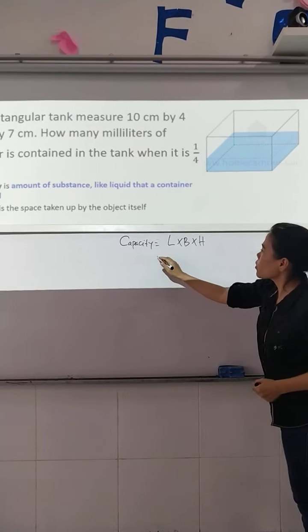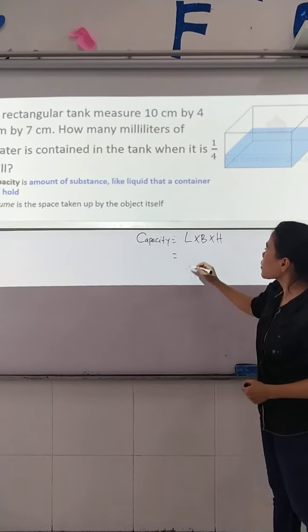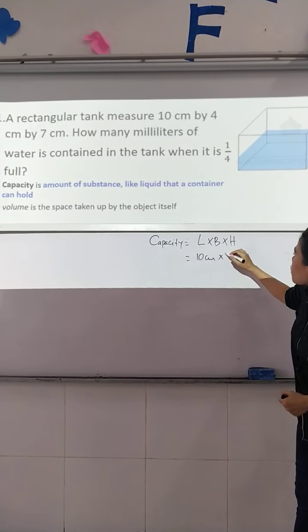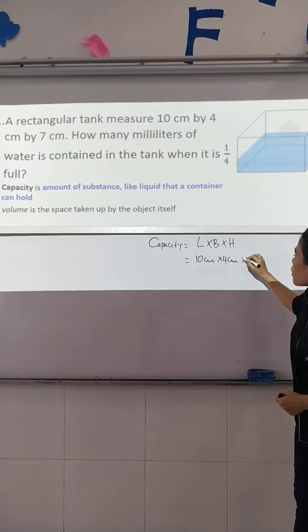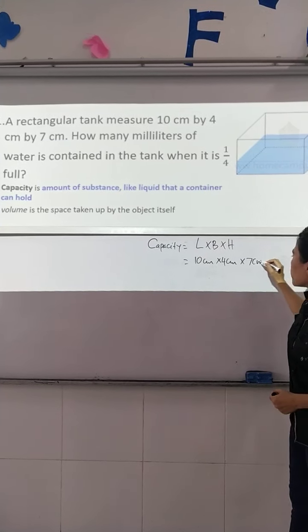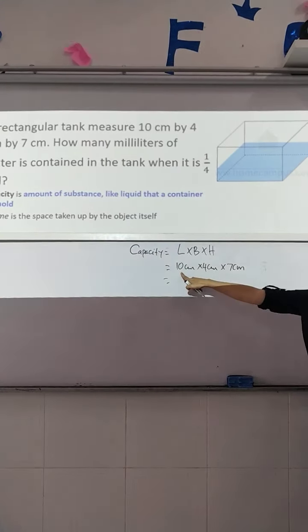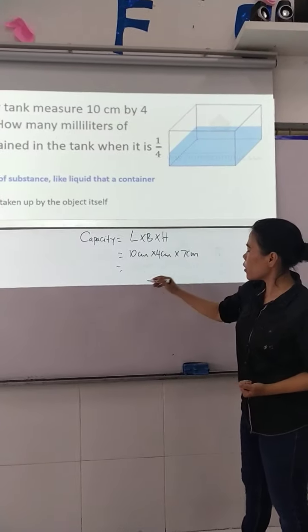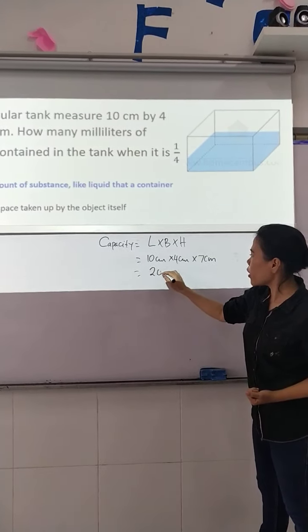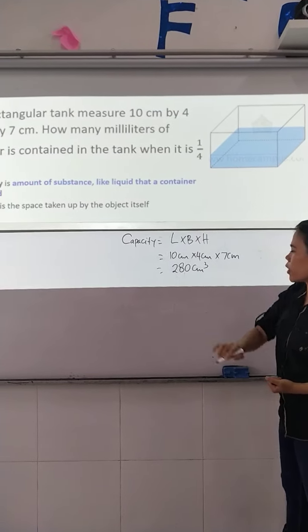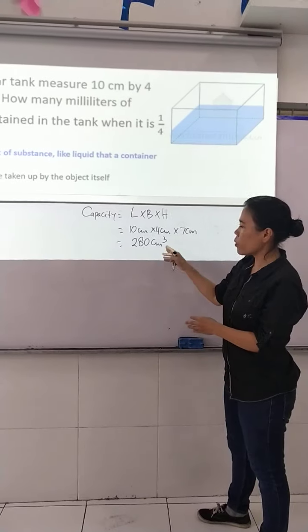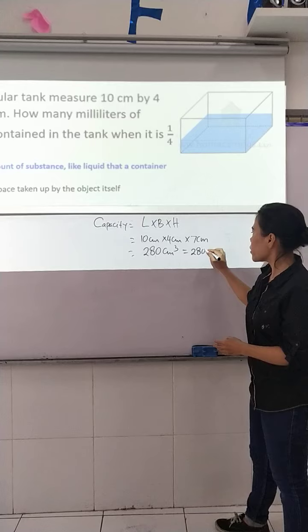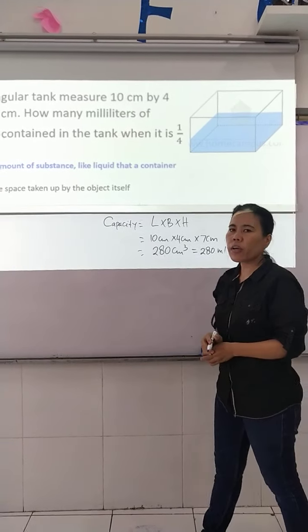So the length of this container is 10 cm times the breadth is 4 cm times the height is 7 cm. So we multiply 10 cm times 4 cm is 40. 40 times 7 is 280 cubic centimeter. Last time we have learned cubic centimeter is just the same as milliliter, so this is going to be 280 milliliter. Now we need to find the volume.